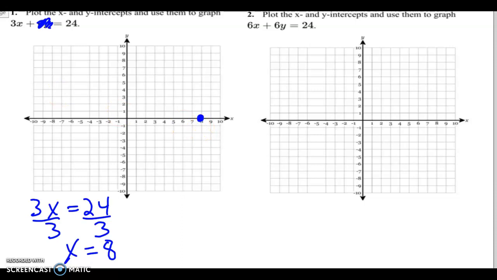All right, next I'm going to go ahead and cover up the 3x and then solve 6y is equal to 24. So once I do that, 6y is equal to 24, I divide by 6 and y is equal to 4. So when x is 0, y is 4. So at 0, 4, what's that point? So I go up to 4 on the y-intercept. And then I just draw a line.